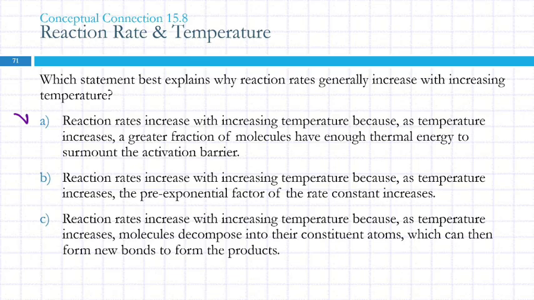Blah, blah, blah, because as the temperature increases, the pre-exponential factor of the rate constant increases. So the pre-exponential factor was the number of approaches. Does that depend on the temperature? No, it doesn't. So this one's not right.